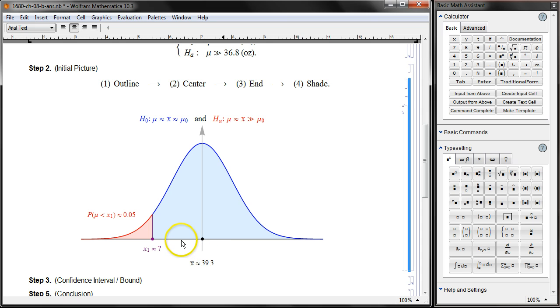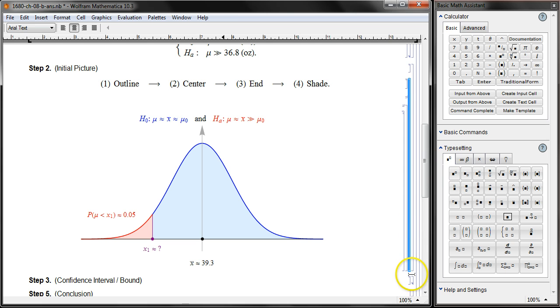If mu0 falls into the blue region, what does that mean? Mu0 and this x bar are pretty close. Null and this observed mean are pretty close. Null hypothesis wins. If mu0 falls into the red region, the null and this observed mean are far away. So null is probably wrong, so we reject null and go with alternative. Alright, this is exactly the same as finding the confidence bound and one-sided confidence interval.